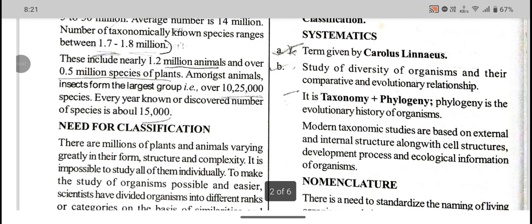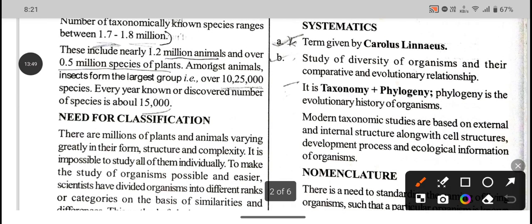Here comes the term systematics. Systematics is the term given by Carolus Linnaeus, and it is the study of diversity of organisms and their comparative and evolutionary relationships. So systematics is taxonomy plus phylogeny.